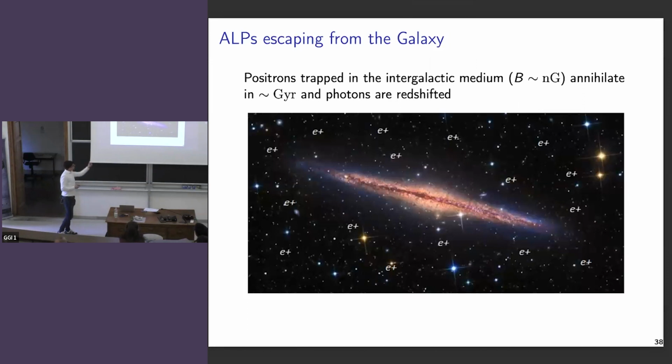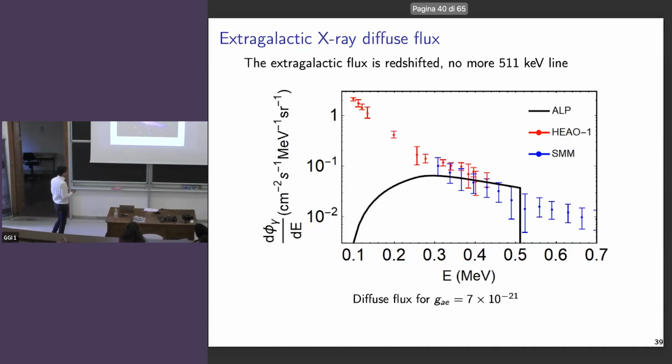So now, just to conclude, I would like to stress this other possibility. So far we have considered the axions produced by galactic supernovae. What happens if we consider extragalactic supernovae? Axions will decay into electron-positron pairs, they will annihilate, they will produce photons with 511 keV, but they will be redshifted. So they will not contribute to the 511 keV line, but they will contribute to the cosmic X-ray background, which has been measured by different experiments such as HEAO and SMM.